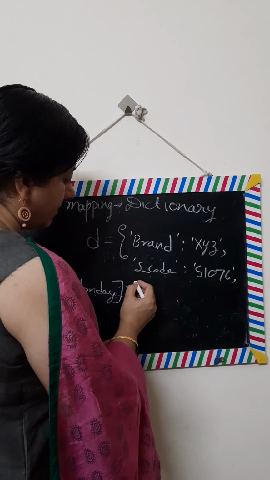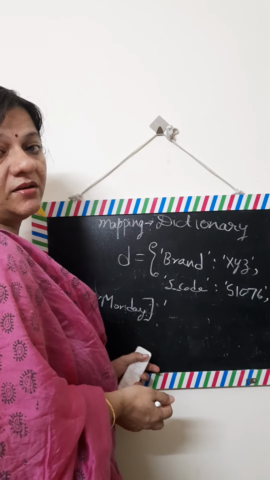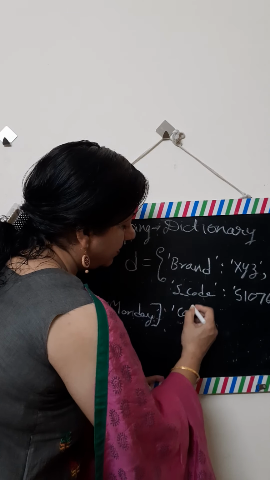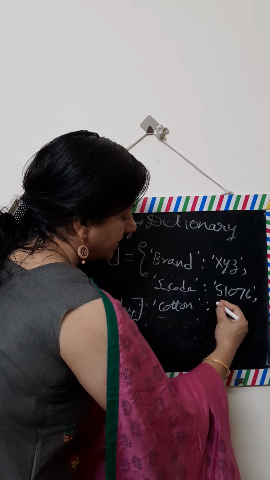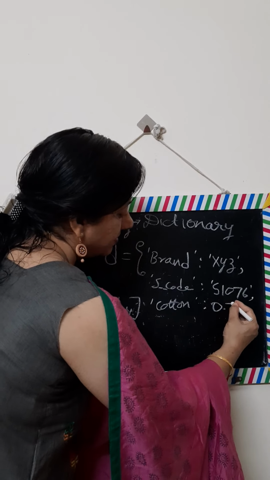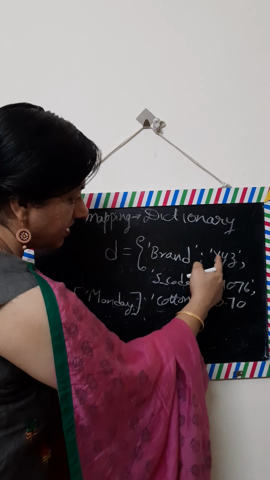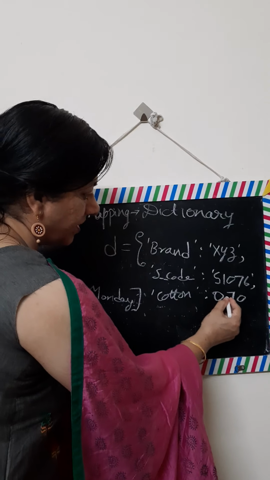Now let's say I need to give how much percent cotton was there in the shirt and how much percent of polyester is there. So cotton, I will say 70% of cotton, so I will say 0.70. Now did you see, these both values are of string data type. This is right now float data type.